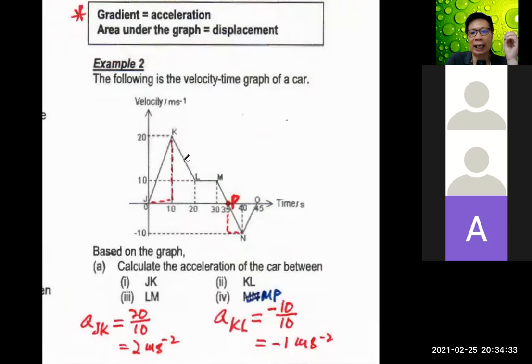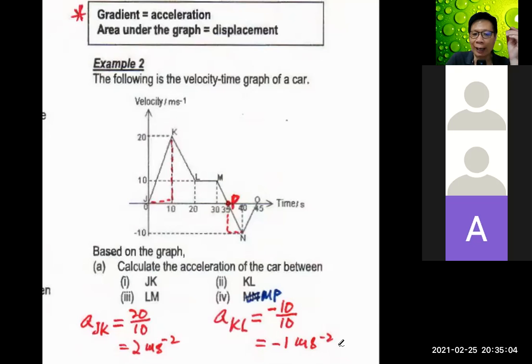The next one is KL. Here the gradient is negative, so you must put the negative yourself. The gradient is negative, so it's 10 divided by 10. Over here is 10, here is 10. So 10 divided by 10, and you put negative. So it's -1 meter per second squared. So here the gradient is positive. Here the gradient is negative. So when the gradient is negative, you get negative acceleration.